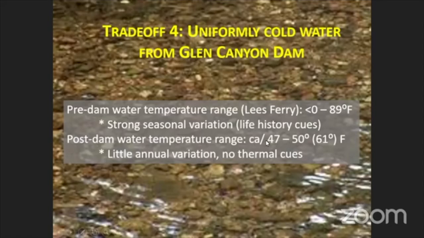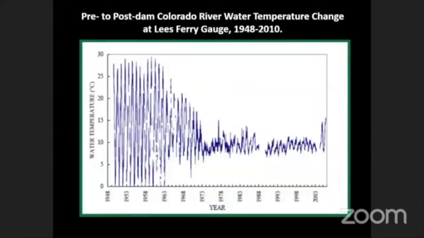In post-dam time, the river ranges from 47 to 50 degrees Fahrenheit, ranging in years where Lake Powell is quite low up to 61 degrees. But there's very little annual variation, so there are no more thermal cues for aquatic life. Here's a graph of what that temperature transition was like from the late 1940s through the early part of the 2000s.